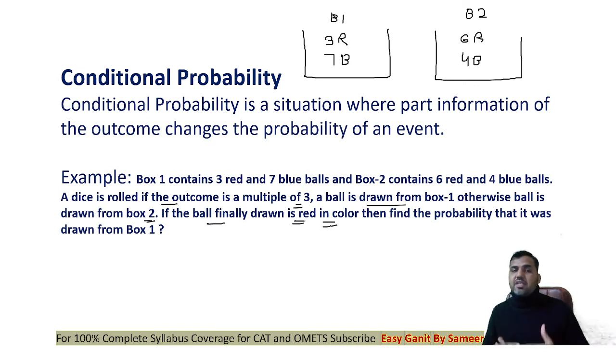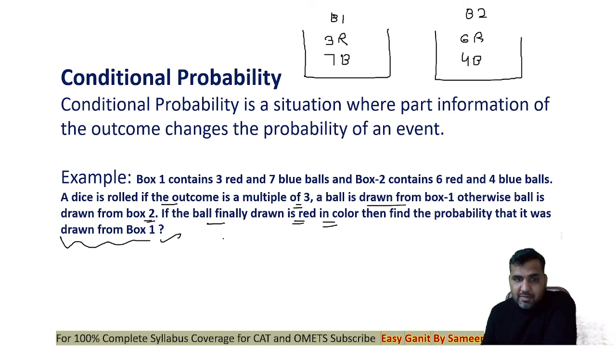So that you can see is additional information. It is given to me that the final output of the ball is red. So when I'm selecting the ball from box 1, I'm not supposed to find out the probability of taking a red ball. It's given that the ball I'm taking from box 1 is red, as well as the ball I'm taking from box 2 is also red in color. And I'm supposed to find out the probability that it has been drawn from box 1.